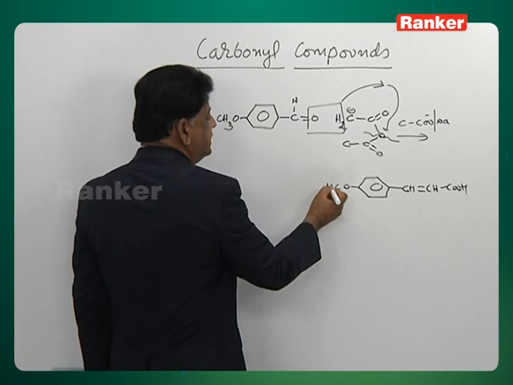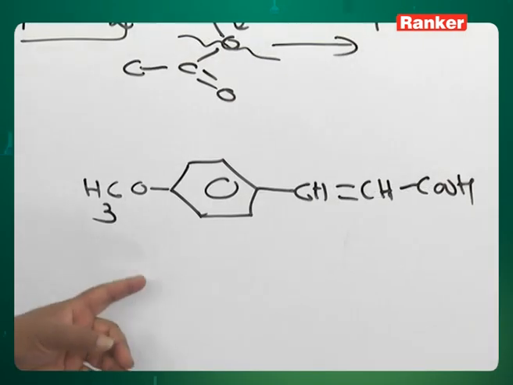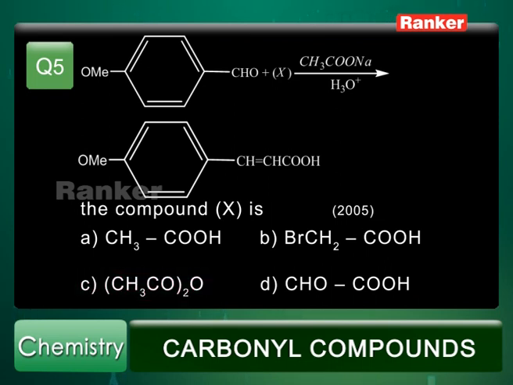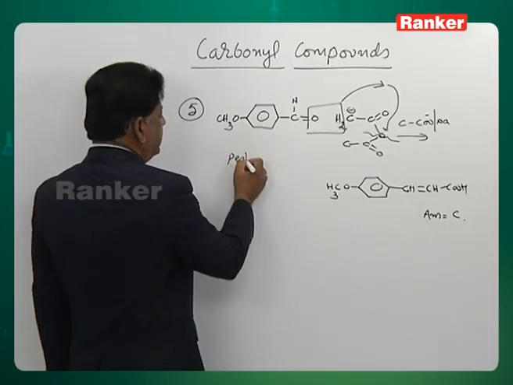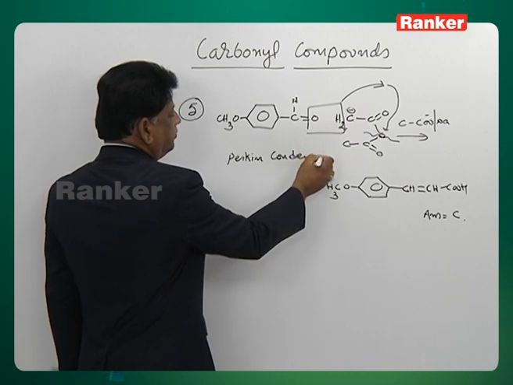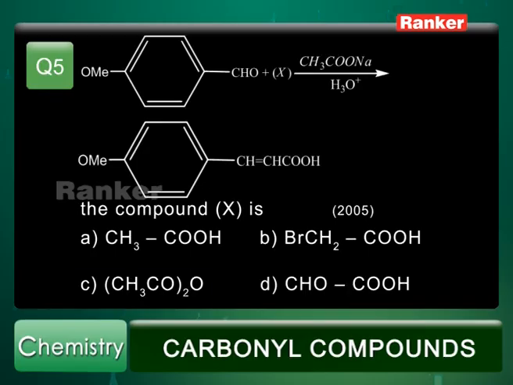However, we have an OCH3 at the back side. So the answer is obtained from the acetic anhydride. So therefore, option C is the right answer. This is known as Perkin condensation. Perkin condensation. So option C is the right answer.